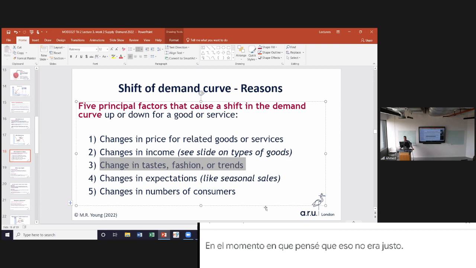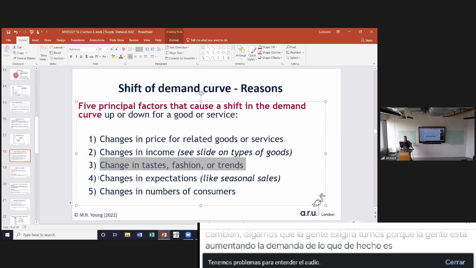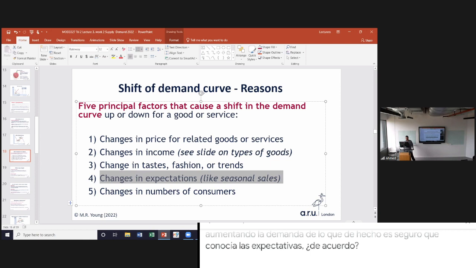Okay, so again, if fashion or taste changes, the demand will shift because people are increasing their demand for what's in fashion. If something's in fashion, people want it, so the demand goes up. And change in expectation, okay. Let's say you have an expectation that the price of something will go up. Your demand for it now will go up, because it's going to go up later. So that's the idea.